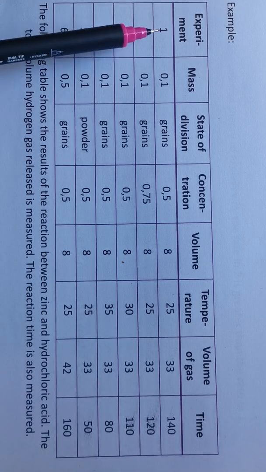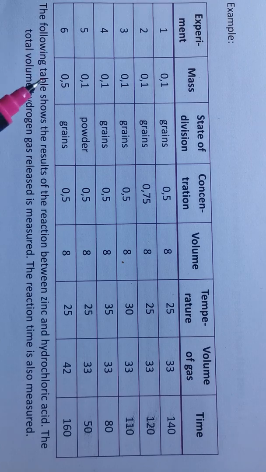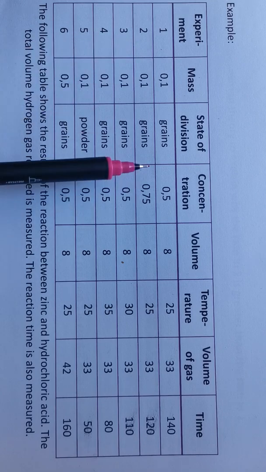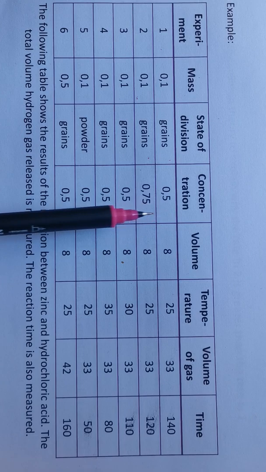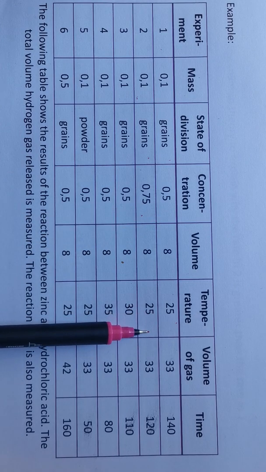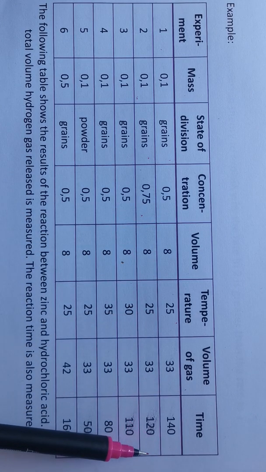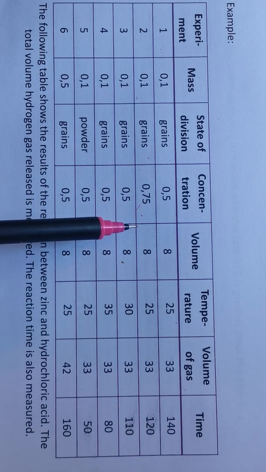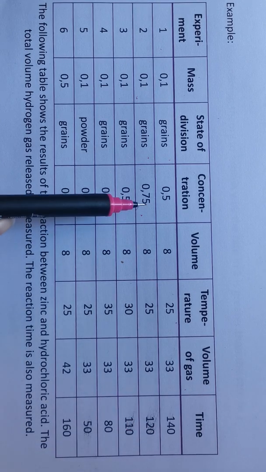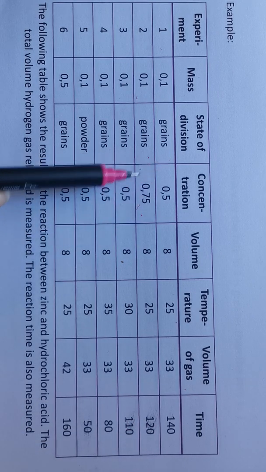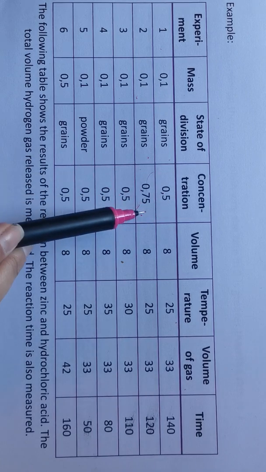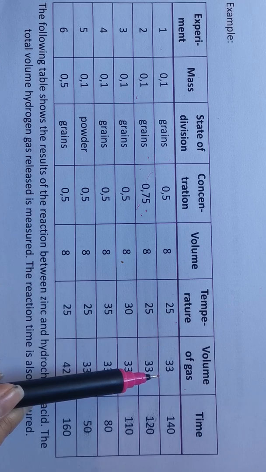Now usually I'm going to compare two of these experiments because that will tell me how the rate has changed. So if I have a look at 1 and 2, do you notice the same mass, same state of division, the concentrations are different, the temperature is the same, the volume of gas is the same, but the time changes. So we can see that our dependent variable is our time, and that we have actually changed our concentration. So our concentration is the variable that we are changing in this particular example. Everything else in this table is a constant.